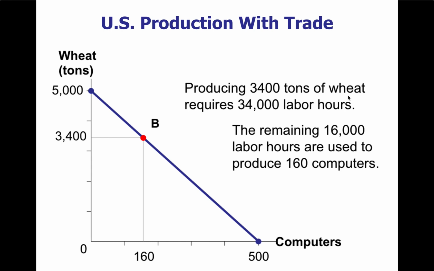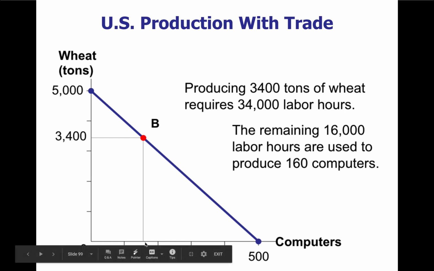The same graph you drew already, just draw it in a different color. Make sure that you've put the point B on the line and labeled it B. And then you do have to have either a solid or dotted line all the way over to the axes where you've labeled 3,400 wheat on the vertical axis and 160 computers on the horizontal axis.